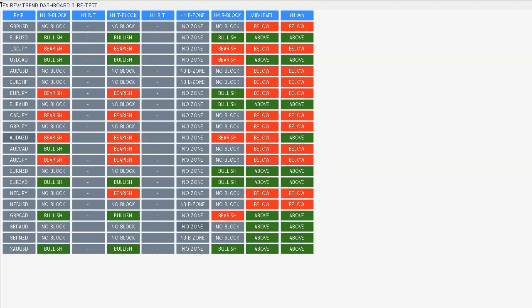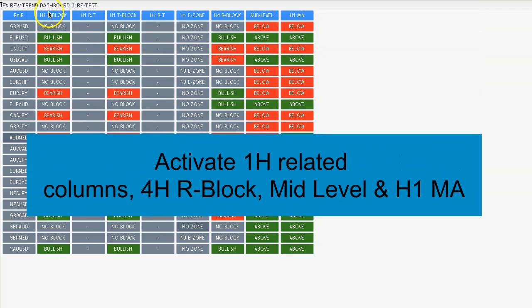What do we need? The major thing that we need is the dashboard, and we're going to activate all the 1 hour blocks, right? We have the reversal block, the retest, the trend block, retest, the 1 hour B zones, and then we're also going to activate the 4 hour reversal block, just kind of an extra confirmation, and we're going to have the mid-level. Then we're also going to activate this column, which is going to be the 1 hour MA using the 13 simple moving average. So this is going to be so simple.